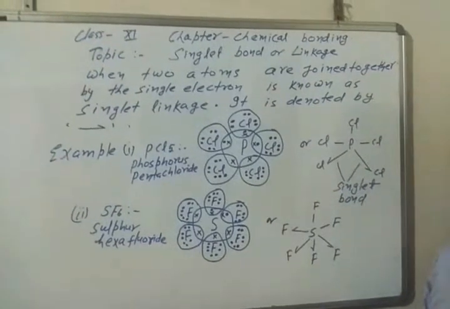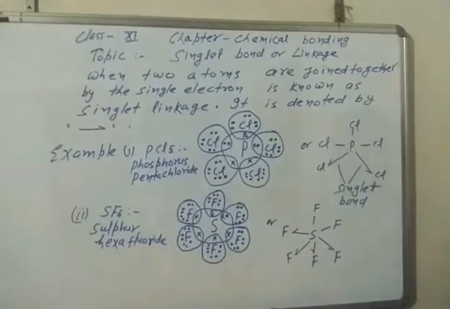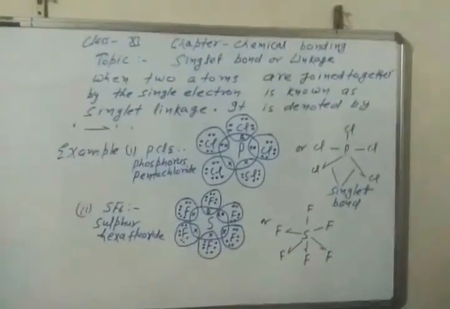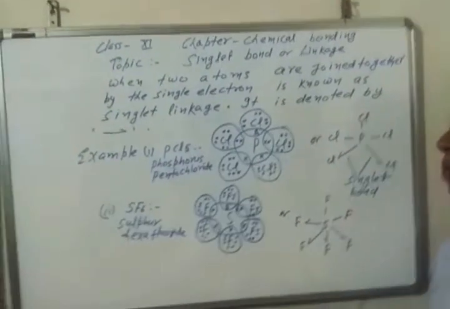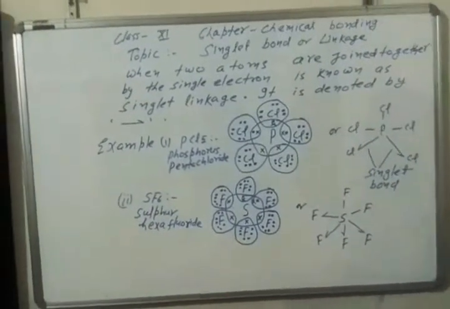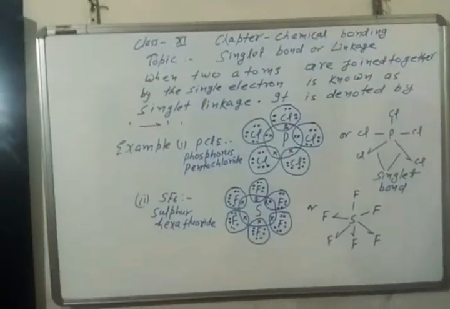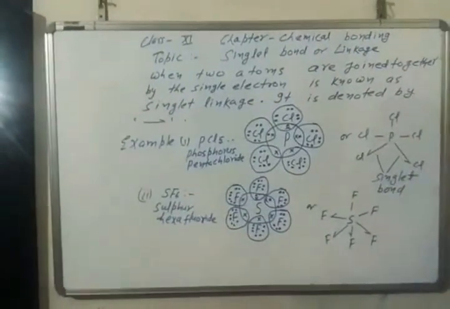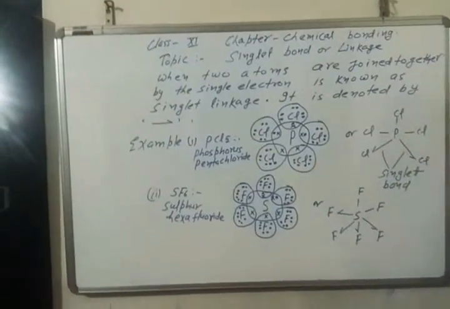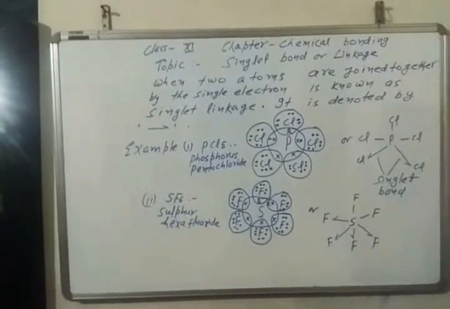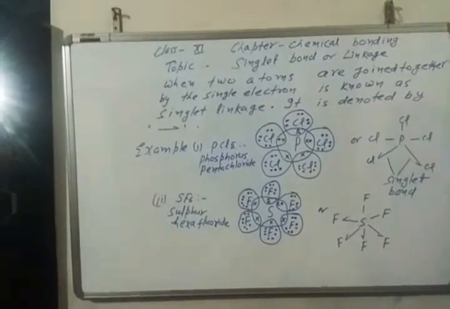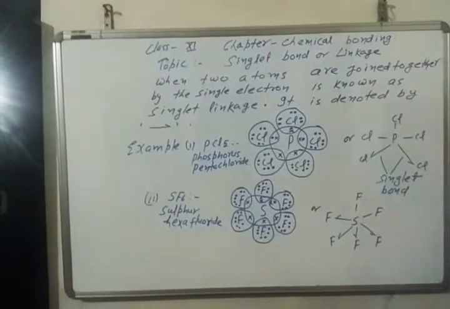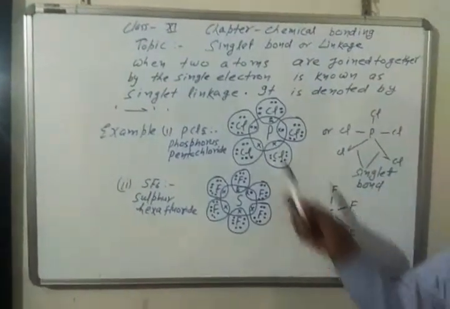eliminated with difficulty. It means the bond of two chlorine atoms is different from the bond of three chlorine atoms attached to the phosphorus atom. The two chlorine atoms which are eliminated easily on heating are joined to the phosphorus atom with a singlet linkage.